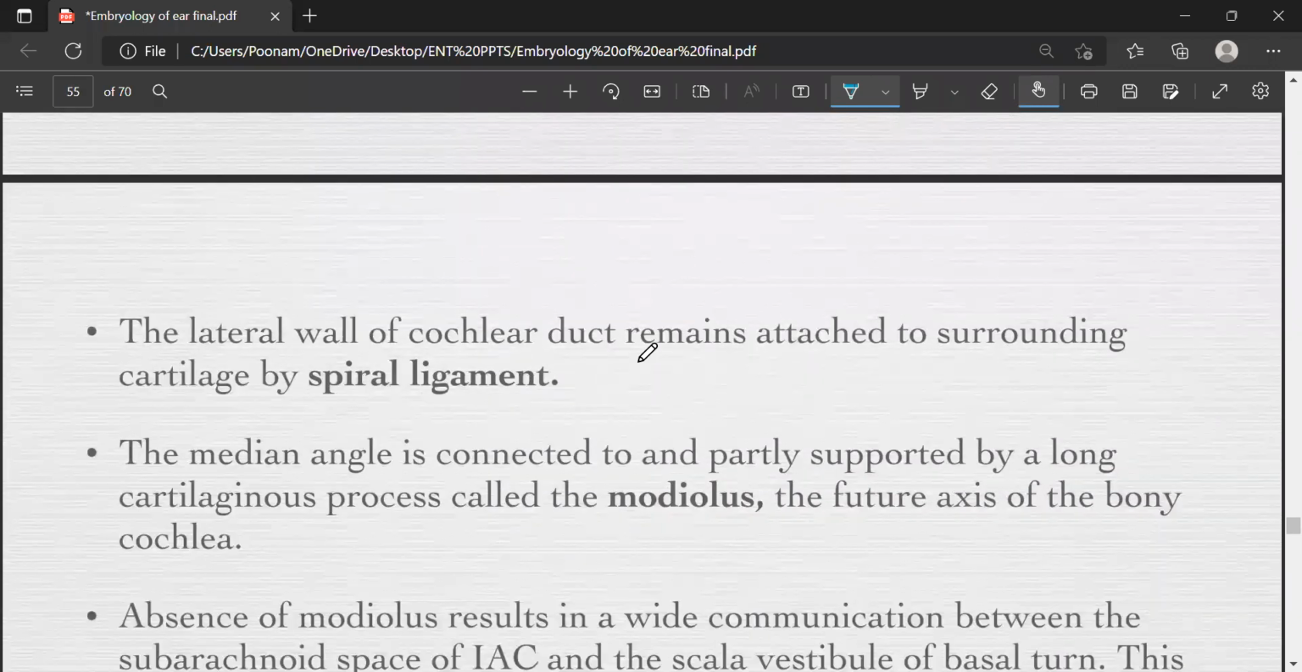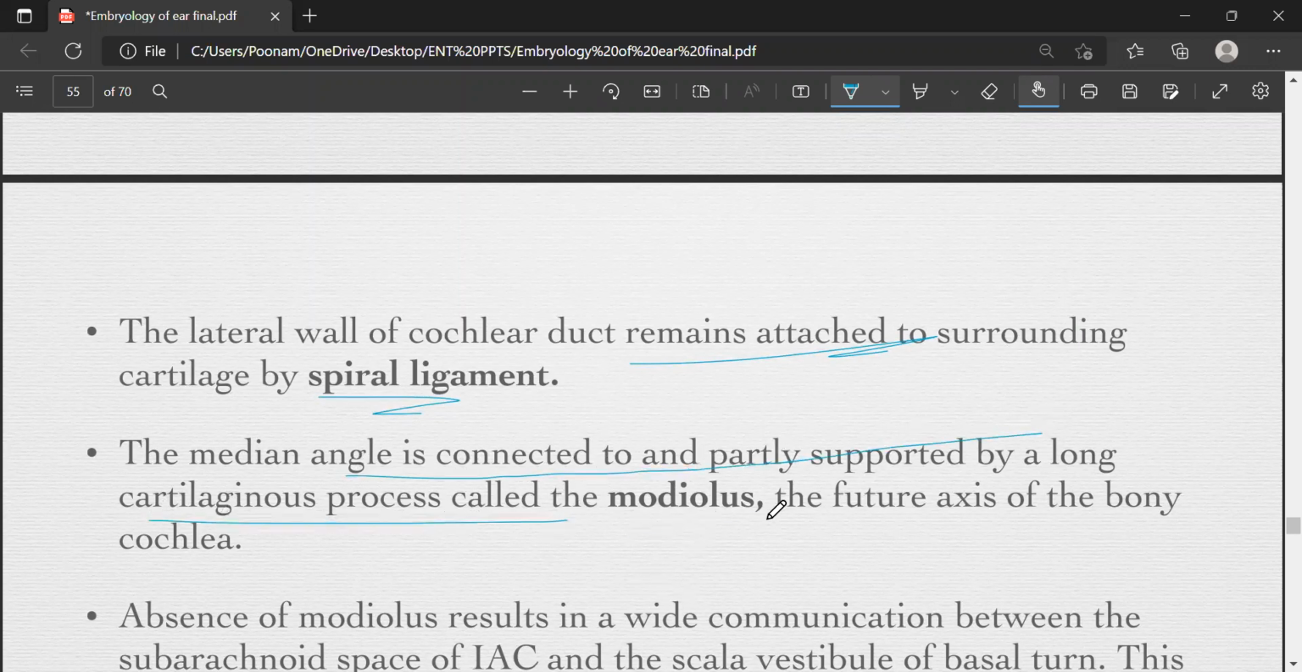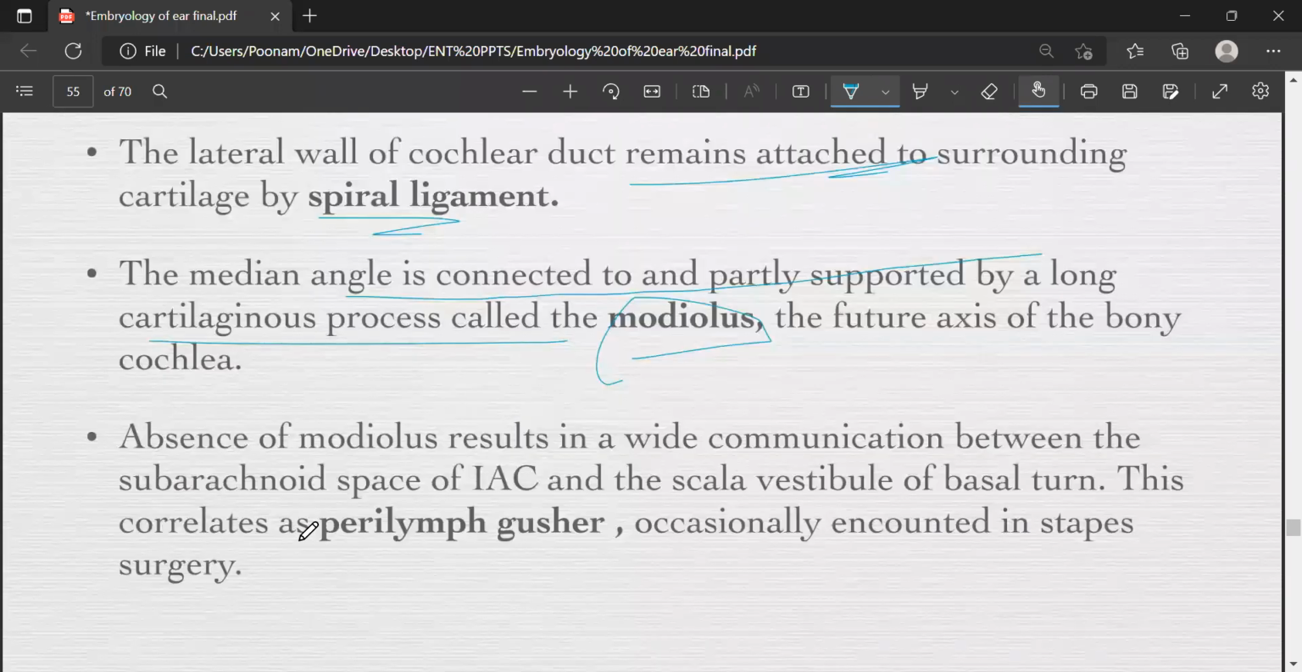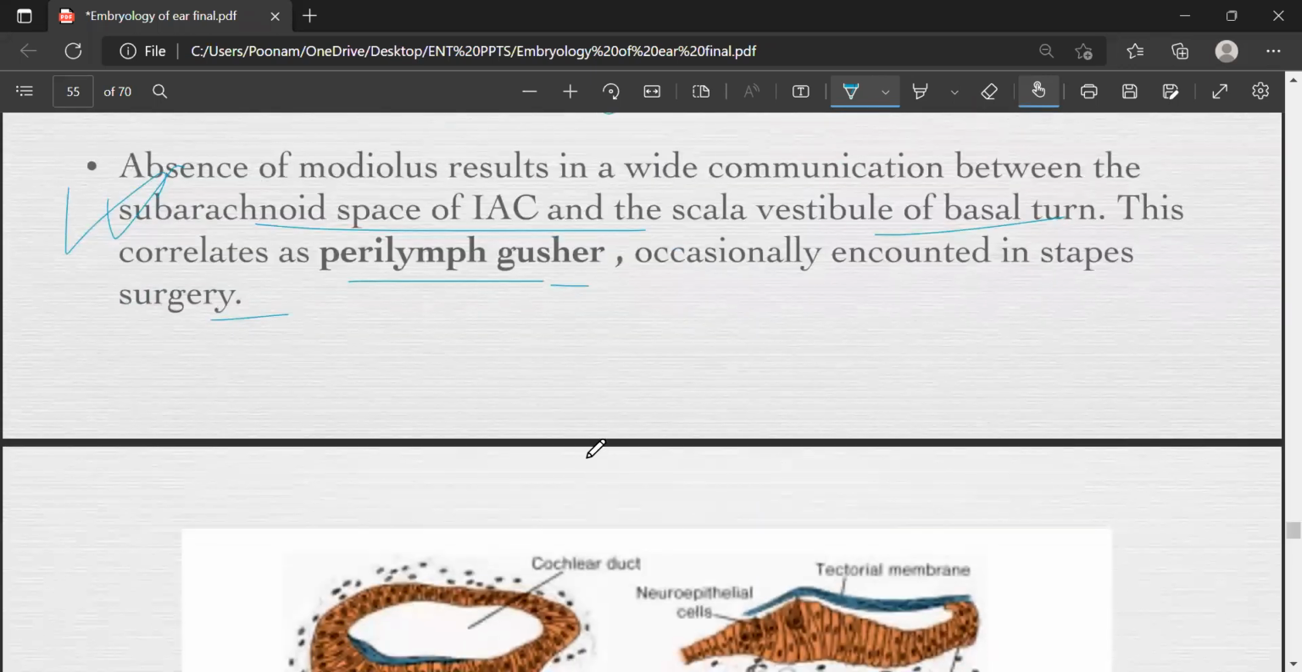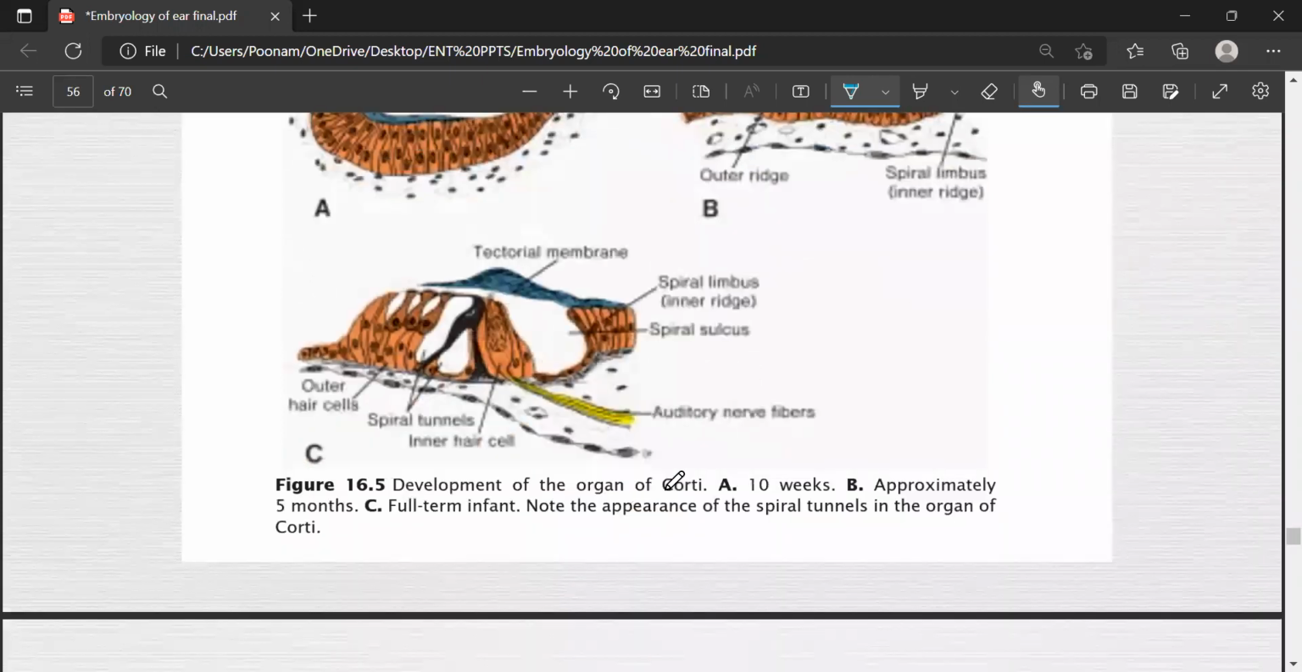The lateral wall of the cochlear duct remains attached to the surrounding cartilage by the spiral ligament. The medial angle is connected and partially supported by a long cartilaginous process called the modiolus, the future axis of the bony cochlea. Absence of the modiolus results in a wide communication between the subarachnoid space of the internal auditory canal and the scala vestibuli of the basal turn. This correlates with a perilymph gusher occasionally encountered in stapes surgery. So remember this point. This is the development of the organ of Corti.